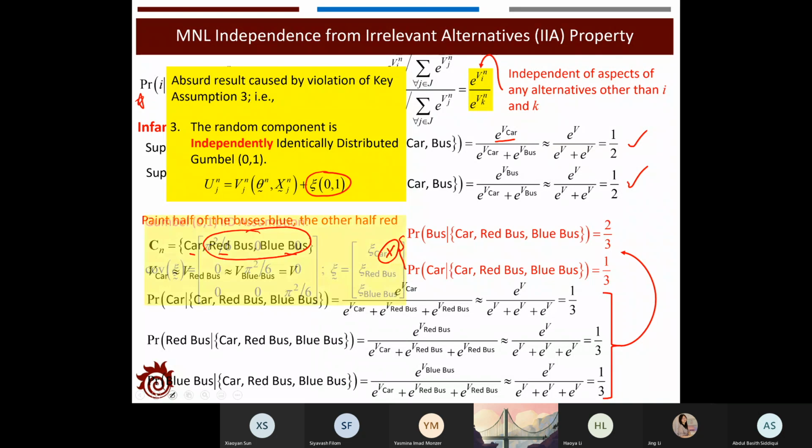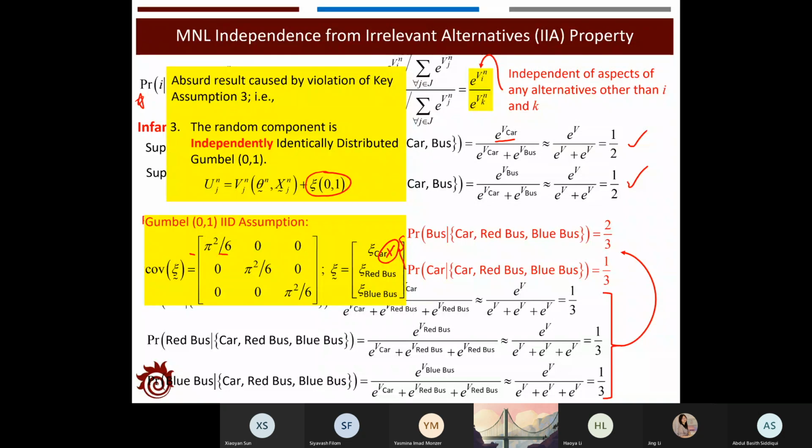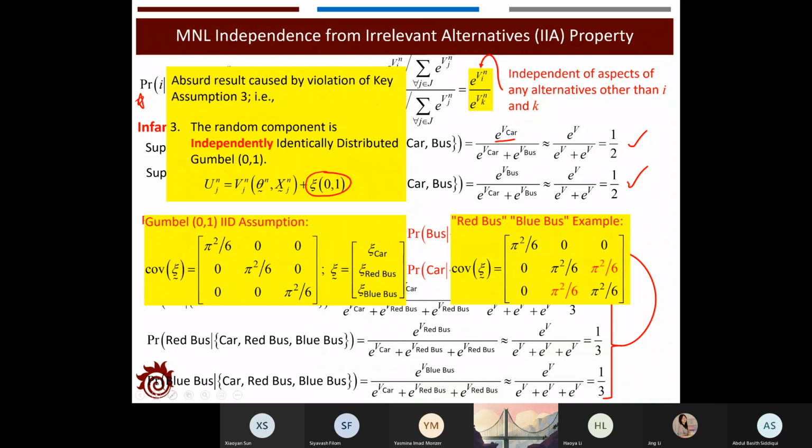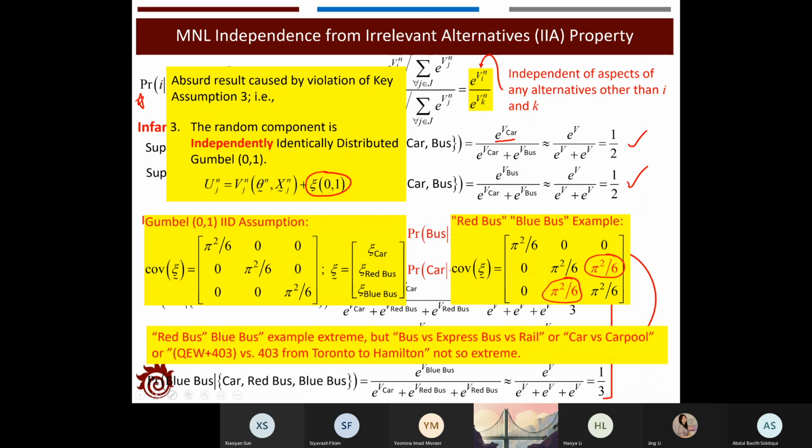So to do that, we can try to go back and check what happens here. For the red bus and blue bus scenario, the random terms are actually highly related with each other. So we will have a covariance for the red bus and blue bus, say that is also pi square divided by 6. And then we need to carefully think about how to define a new structure.